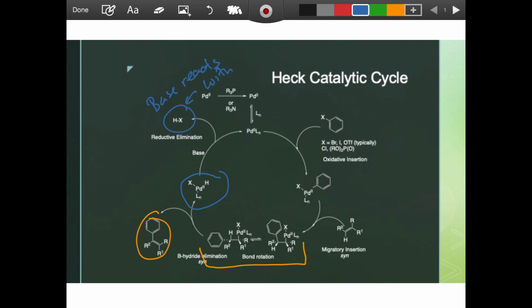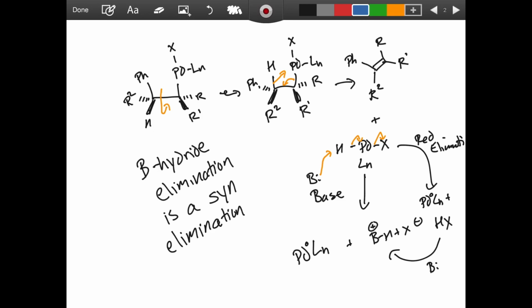We need the palladium to be palladium 0, and if we just leave all this acid around, that palladium can become palladium 2 more easily. All right, so let's look at some examples.